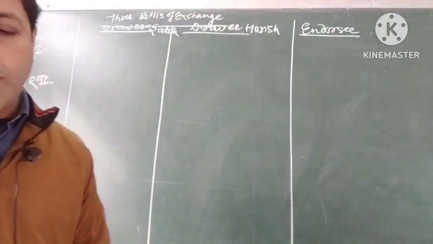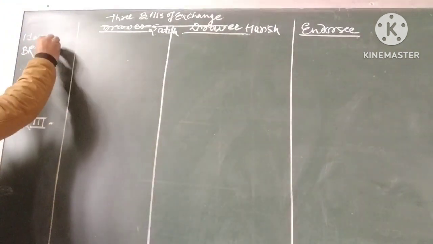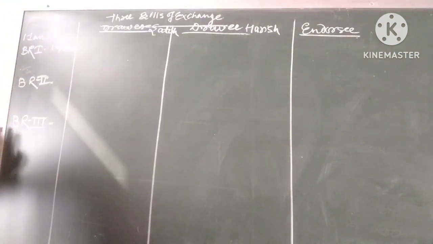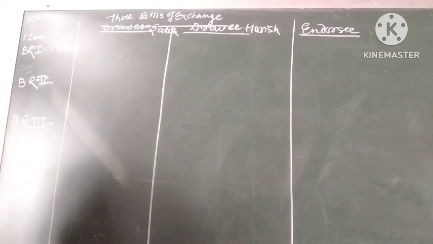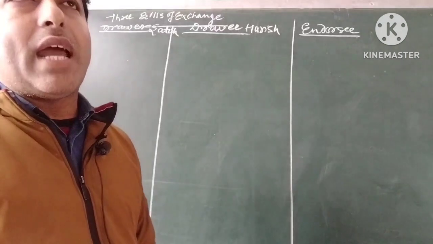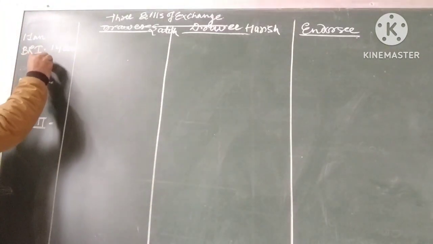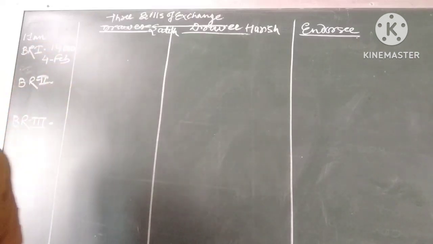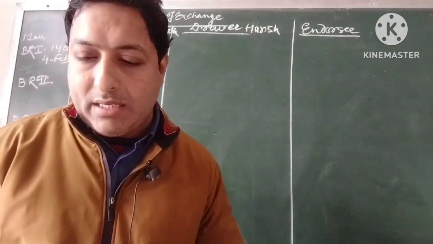What is the first bill? How much amount is given? 14,000 for 1 month. It means a 1 month bill is given, with a 1 month maturity date. It means 1st Jan to 1st Feb, plus 3 days of grace, 2, 3, 4 Feb. So the maturity date of the first bill is 4th Feb. When is its maturity date? 4th Feb.